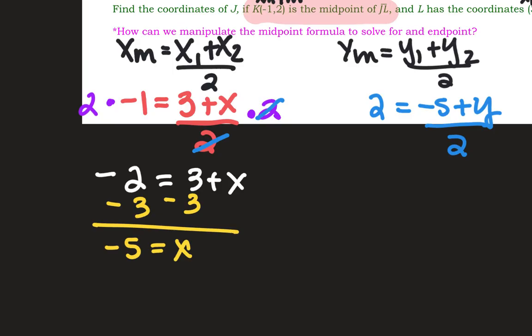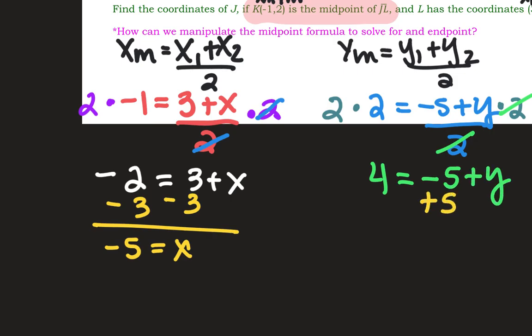What was the first step I did after this? Multiply by 2. Good. So you multiply this side by 2, and you multiply this side by 2. What happens with those 2's? They cross out. What is 2 times 2? 4. And then we have -5 plus y. What's our last step? Add 5. 9 equals y. Good.